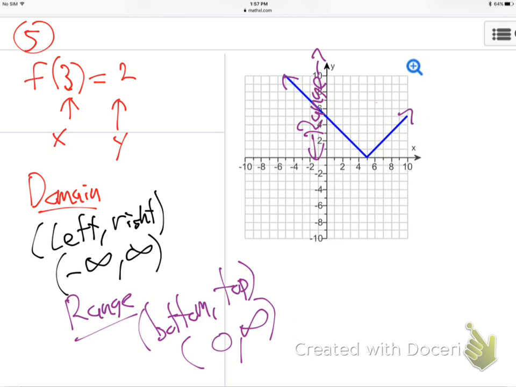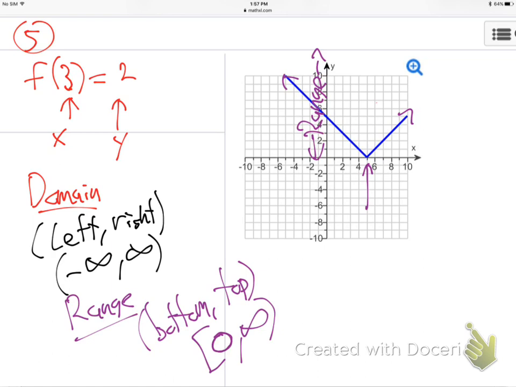And does this right here have an open dot? This is the bottom right here, right? That's the lowest the graph goes. Is there an open dot there? No. So that means it's solid, which means this has got to be a what? Bracket. Bracket 0, comma, infinity, parenthesis.